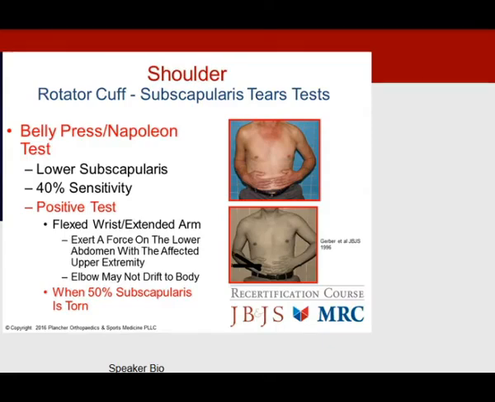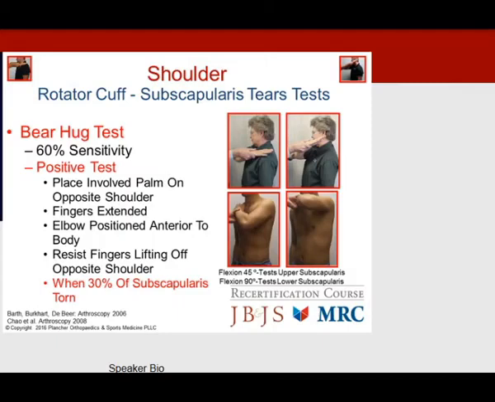It's a positive test with the flexed wrist, extended arm, and we exert a force on the lower abdomen with the affected upper extremity. The elbow may not drift towards the body. And if 50% of the subscapularis is torn, this test will be helpful. Dr. Burkhardt helped us with the bear hug test, which has a higher sensitivity than the previous tests described. And it's only necessary for 30% of the subscapularis to be torn. And in fact, this test, depending if you have flexion at 45 degrees or flexion at 90 degrees, can detect an upper or lower subscapularis deficiency.